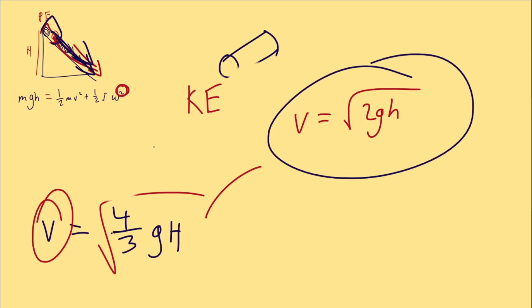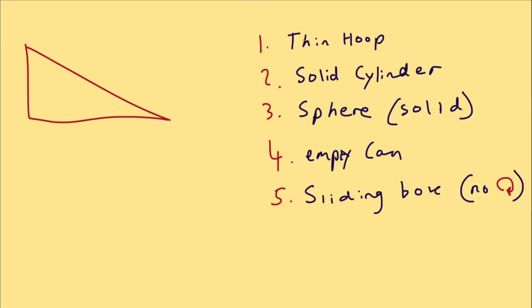So rolling objects always move slower than sliding ones with the same starting height because rotational energy steals some of the potential energy. Let me show you a thought experiment, and it's a fun one. It's a race between different shapes. So you have a ramp again, but this time you've got 5 shapes. I'm going to write them out.